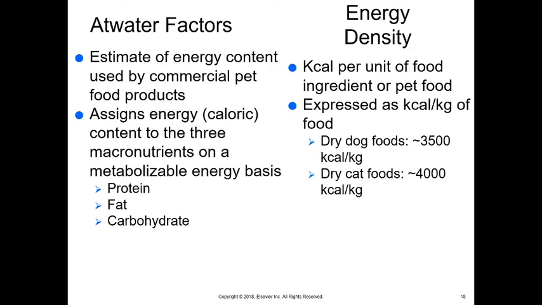Energy density is the kilocalories per unit of food, ingredient, or of the pet food. And it's usually expressed as kilocalorie per kilogram of food. Typically with dry dog foods, it's 3,500 kilocalories per kilogram. And with dry cat foods, it's 4,000 kilocalories per kilogram. So more calories in cat food than in dog food.